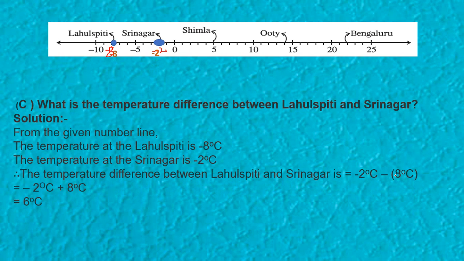So -2 minus -8 degrees Celsius is -2, and these two minus signs here become positive. So -2 plus 8. So 8 minus 2 is 6, as the difference is 6 and the greater number here is 8, which has the positive sign. So the answer has a positive sign. So we get the temperature difference between Lahaul Spiti and Srinagar is 6 degrees Celsius.